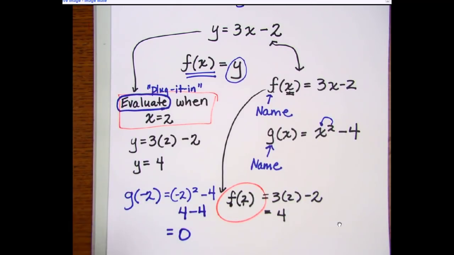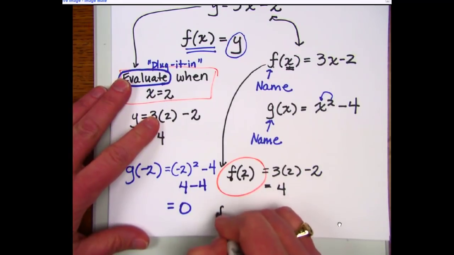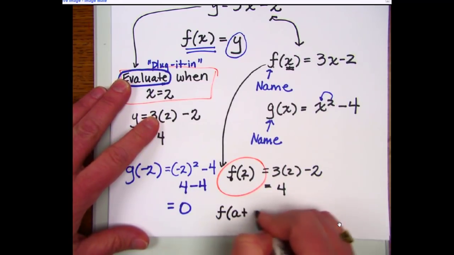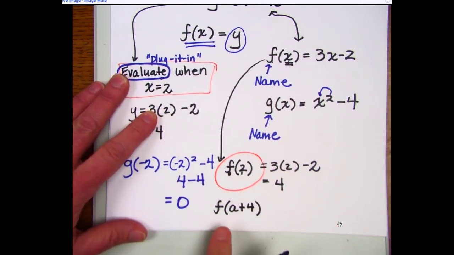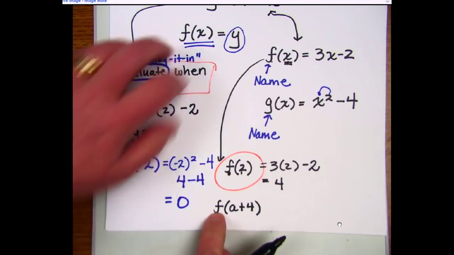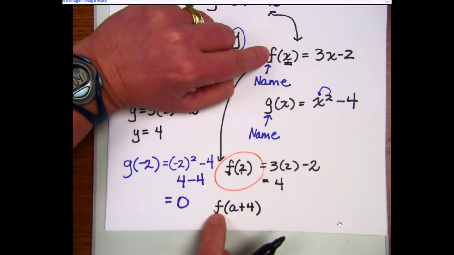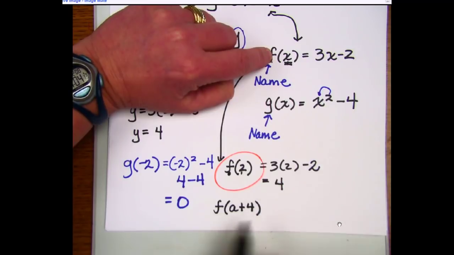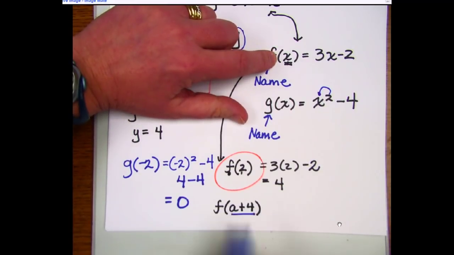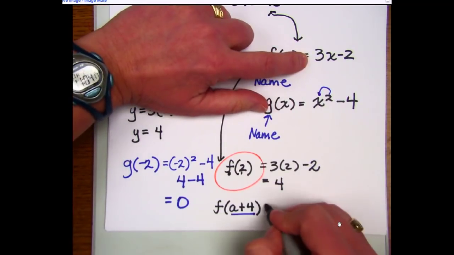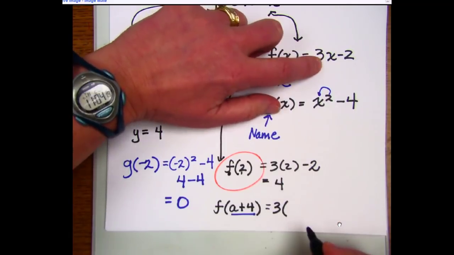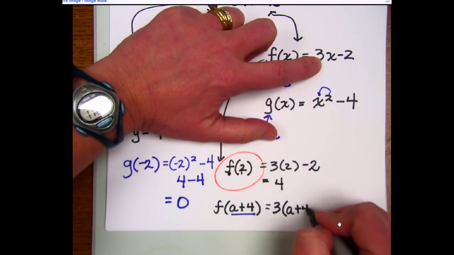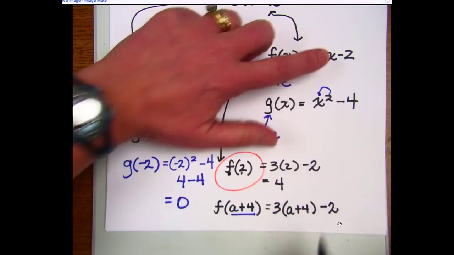Okay? And now they can get a little trickier. So I might say f of a plus 4, all right? But don't overcomplicate it. This still means go to my f function. Wherever I have my variable, I'm sticking in this whole thing, a plus 4. So I would still have my 3. In place of x, I would put a plus 4, and I'd still have my -2.